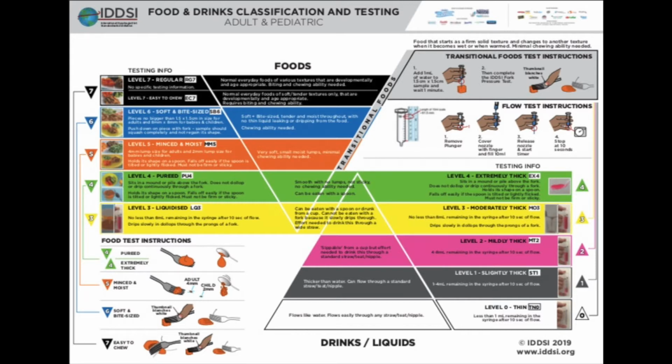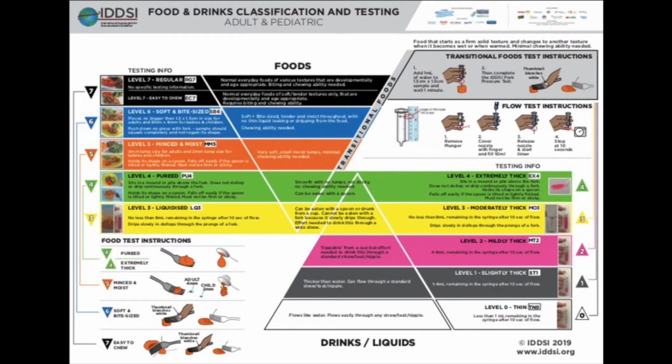So if we go down to the bottom left portion, it says food test instructions. When you do the test for the food that will be level 7, it'll be easy to chew. You'll be able to cut it with a fork. When you do the thumbnail test, the force with a fork on the food, the thumbnail will turn white, and when you remove the fork, there will be no residue on the fork.